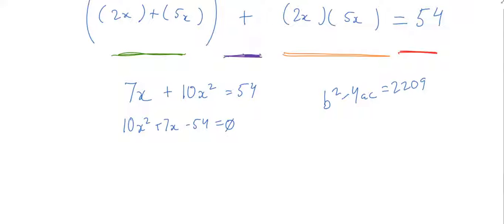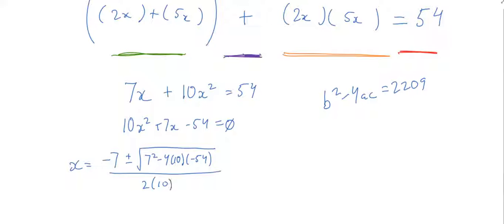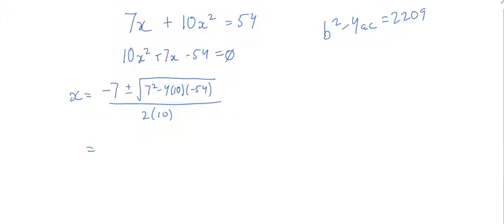b squared minus 4ac equals 2209. I'm going to show you something. We're going to use the quadratic formula for this one. So x equals negative b plus or minus the square root of b squared minus 4 times 10, whoops, times negative 54, over 2a. What is the square root of 2209? 47. What does that tell us?